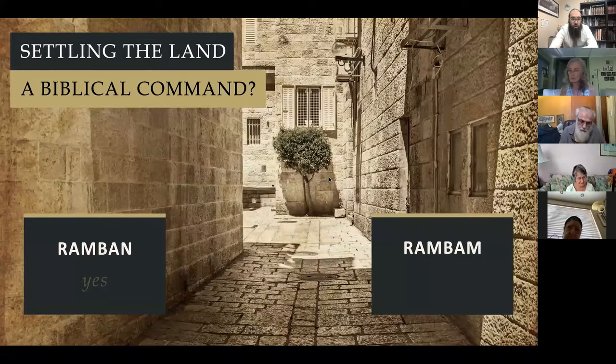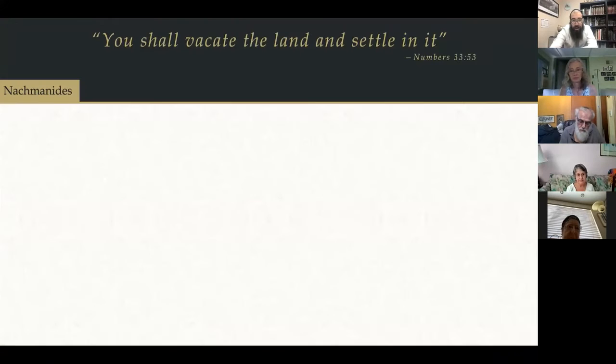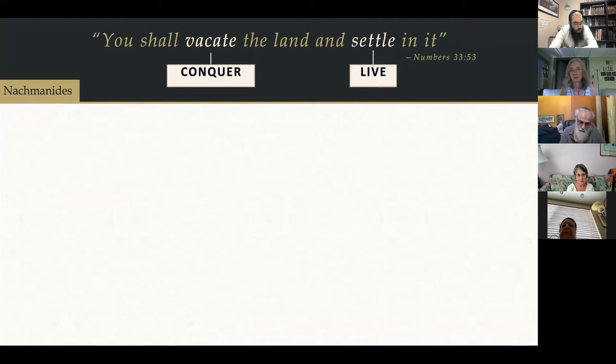Okay, so Nachmanides splits this mitzvah into two, and he takes issue with the Rambam, with Maimonides. So is settling the land a biblical command? Maimonides says no. Nachmanides says yes. But when Nachmanides says yes, he divides it into two. He says, number one, we have to take possession of the land. And number two, we then need to live in the land.